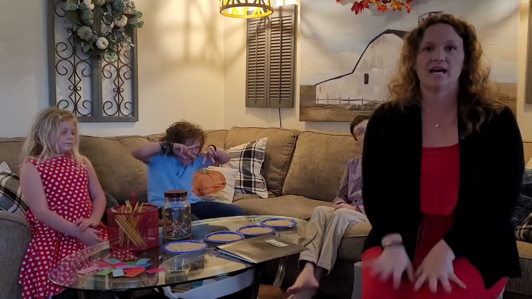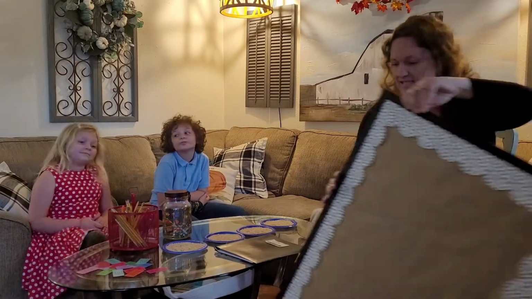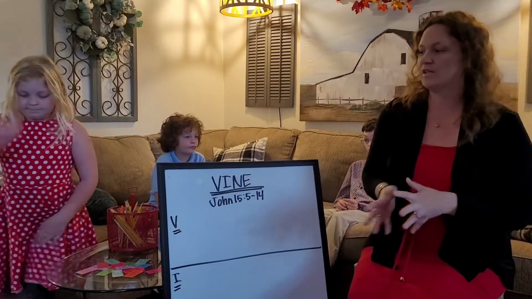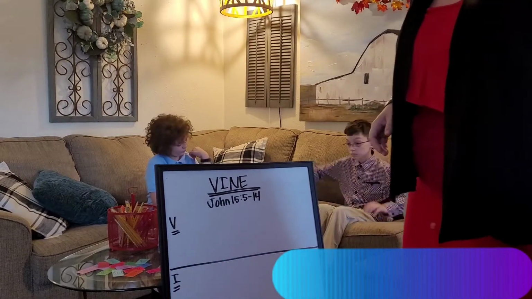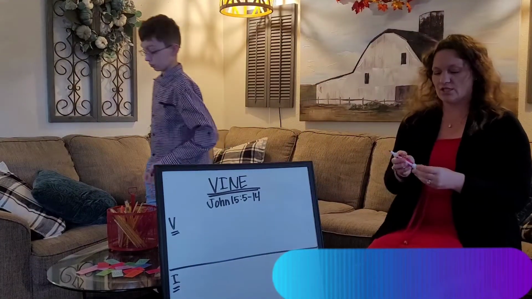Hello everyone. Today's word for Children's Church is vine. We're almost to the end of the I am statements that Jesus made. So let's do our first activity with making the words from the letters of vine. Think of a word that starts with each letter.